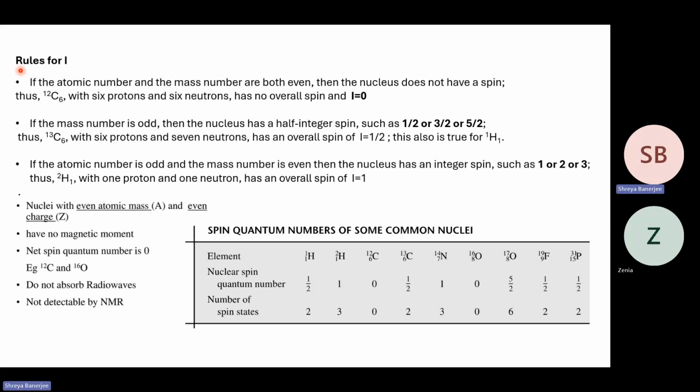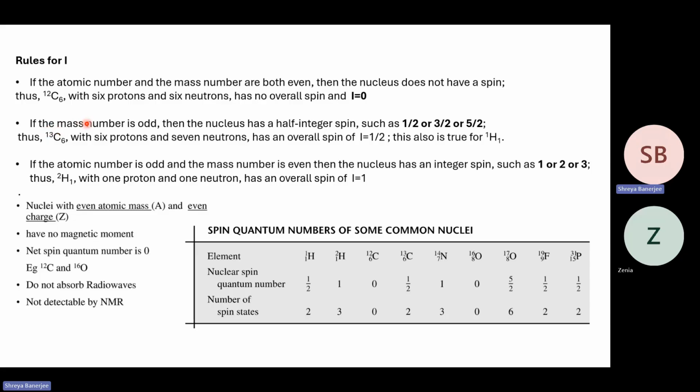Now there are certain rules for I. In an element, if the atomic number and the mass number are both even, then the nucleus will not have a spin. And if it does not have a spin, the net angular momentum vector will be 0. An example is 12C6, that is the normal carbon that you have. 13C is an isotope of that carbon, but 12C is the more abundant natural carbon. Here you can see the atomic number 6 is even and the mass number 12 is also even. In that case, this nucleus will not have a spin and the net I will be 0.